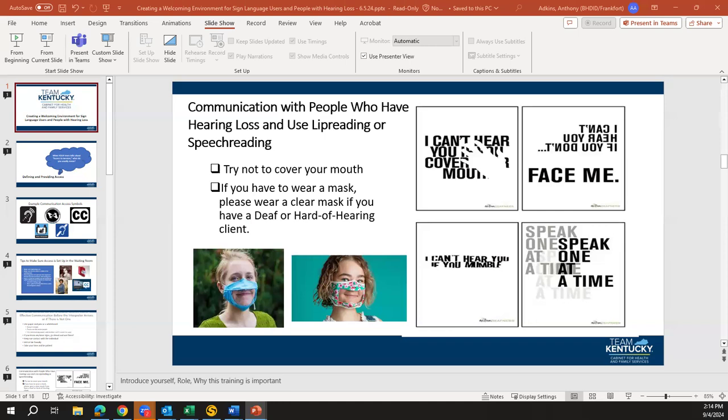If you don't have clear masks, please go ahead and buy some. These are easily available for purchase. And especially if you have a person in your office who is deaf or hard of hearing that comes in, just go ahead and make sure you have some behind the desk and be prepared.